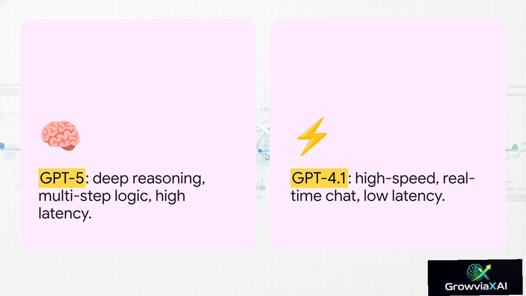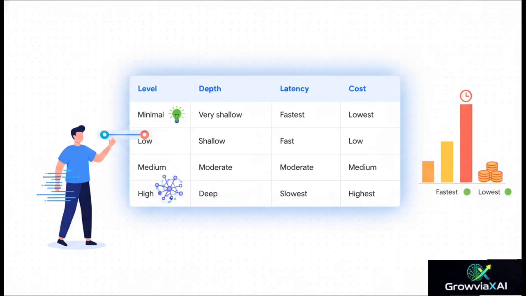GPT-5 is built for deep reasoning and multi-step logic, which inherently means higher latency. It takes time to think. GPT-4.1, on the flip side, is optimized for high-speed, high-throughput enterprise applications. The cool part is developers now have unprecedented control over this dynamic. GPT-5 introduces adjustable reasoning levels, ranging from minimal all the way up to high.